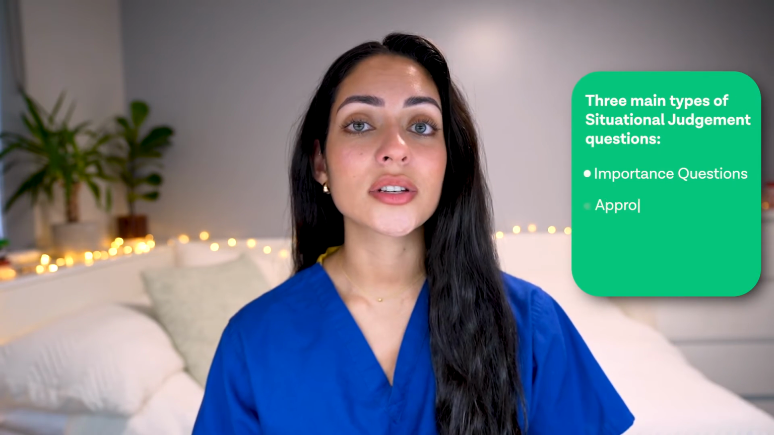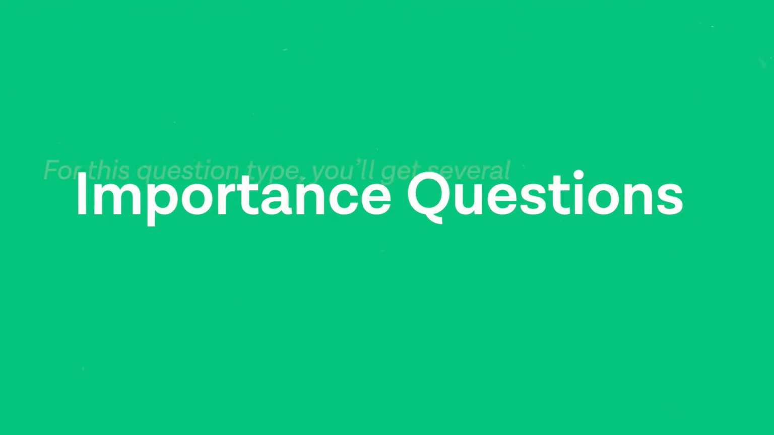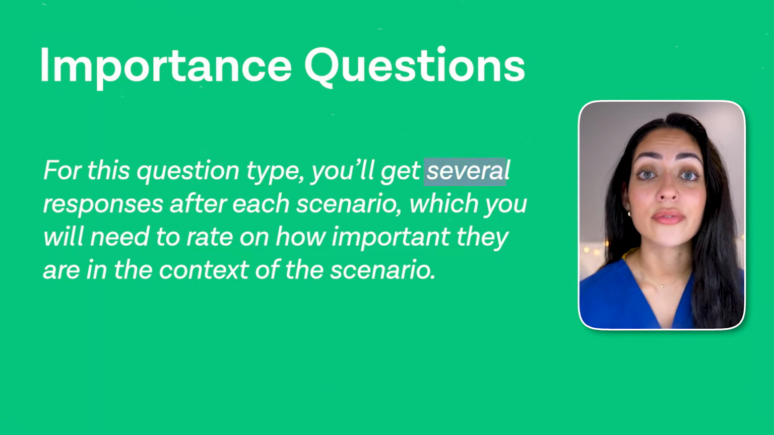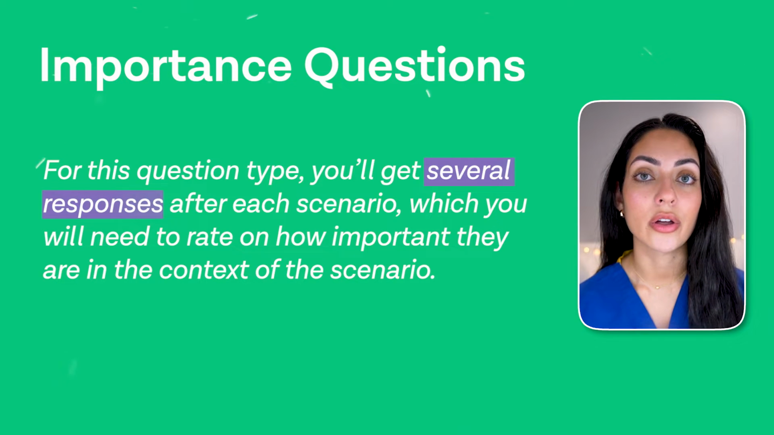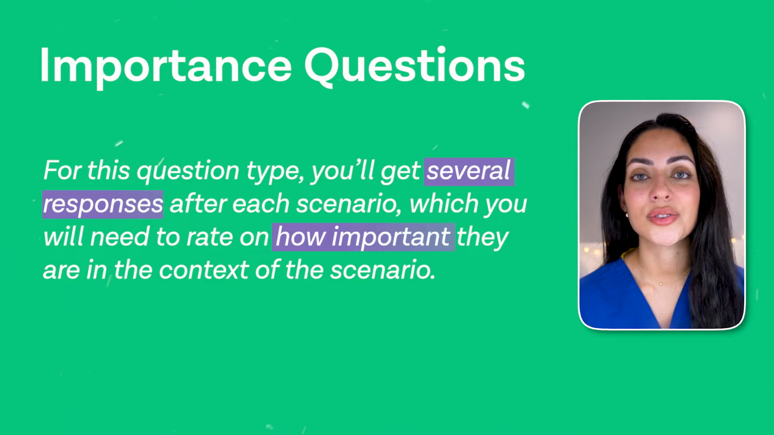There are 3 main types of situational judgment question. You could have importance questions, appropriateness questions, or most or least appropriate questions. Let's look at each one of those in more detail. Starting off with importance question. For this question type, you'll get several responses after each scenario, which you will need to rate on how important they are based on the context of the scenario.